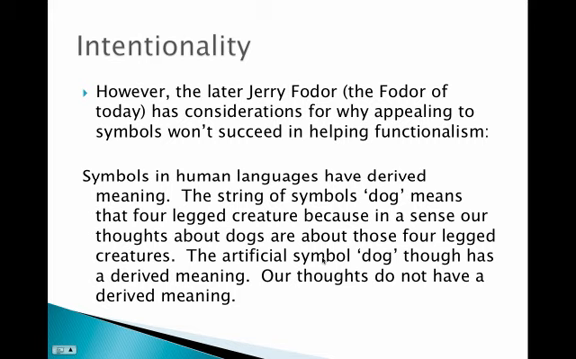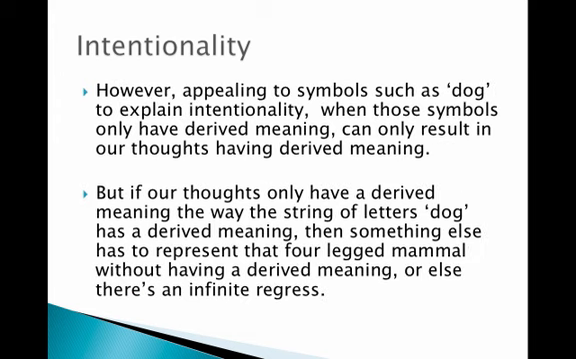It's only meaningful in virtue of our thoughts, which don't have a derived meaning. Our thoughts are intrinsically meaningful. So my thoughts of Fido are intrinsically meaningful, intrinsically representational, whereas the string of letters DOG is derivatively meaningful, okay? It gets its meaning in virtue of the mental, all right? But appealing to symbols then, such as DOG, to explain intentionality, when those symbols can only have derived meaning, can only result in our thoughts having derived meaning as well.